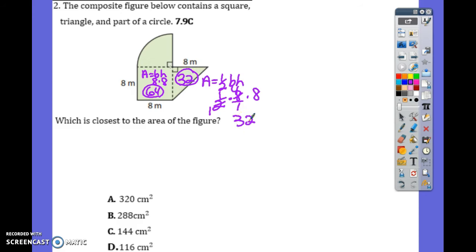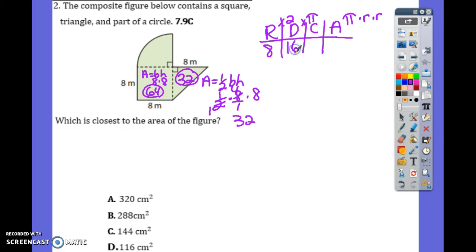Now I need to find the area of the circle. We're going to use our circle facts. Radius times 2 gives me diameter. Diameter times pi gives me circumference. And the area is pi times r times r. The radius in our picture is 8, which means our diameter is 16.